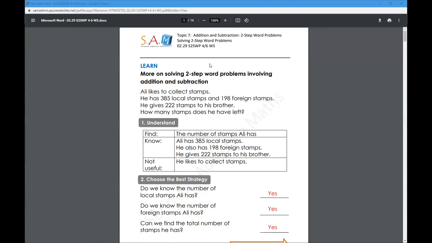For this week, there are 2 books. So take note of that. The first book is 02.29 to then S2 SWP 4 out of 6.